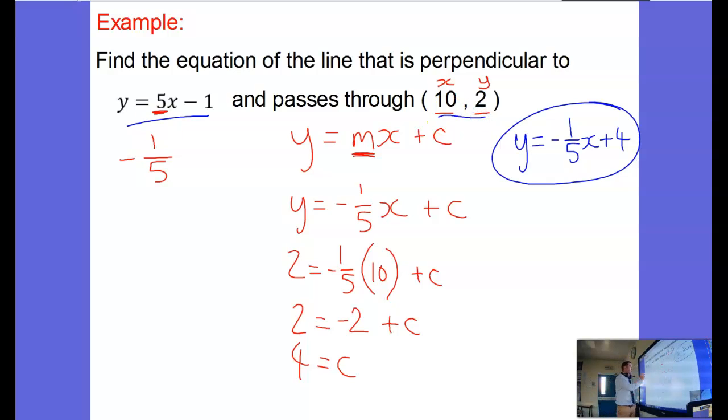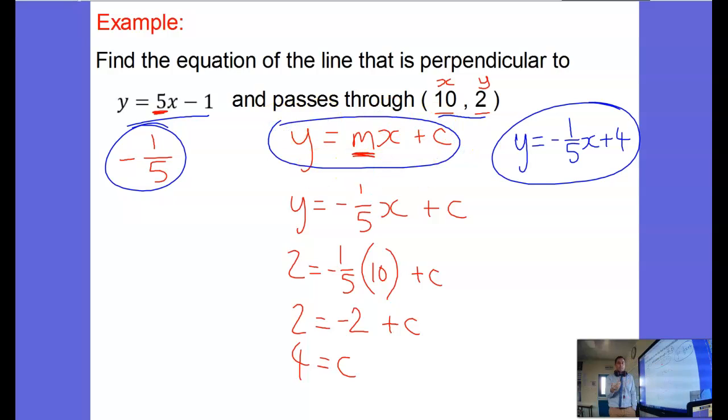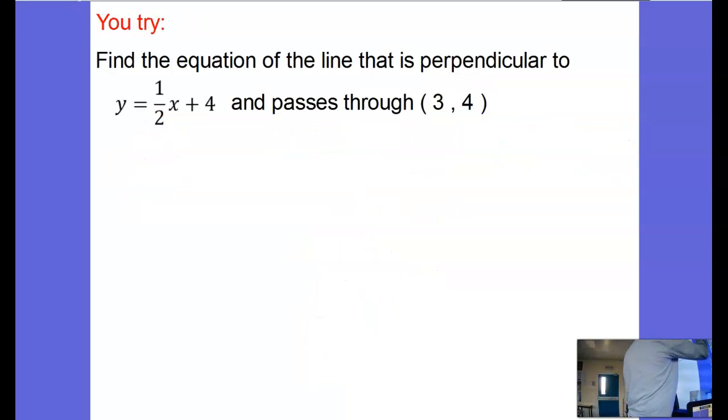So first thing to do is to make the gradient the negative reciprocal, put it into our gradient-intercept form, y equals mx plus c, substitute in the point that we've got, the coordinate we've got, to find c, to make the final equation. So quite a lot of steps now to do that one. Make a note of that, and then try this next one. So here's one for you to try. I suggest pausing the video here and giving it a go yourself, and then I'll go through the answer. So find the equation of the line perpendicular to y equals half x plus 4, passing through (3, 4). Pause it now.